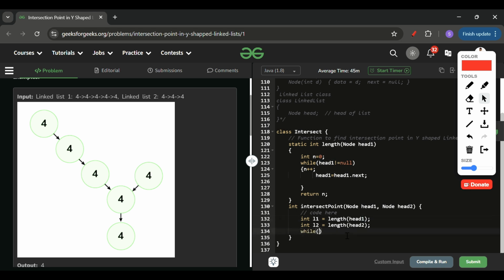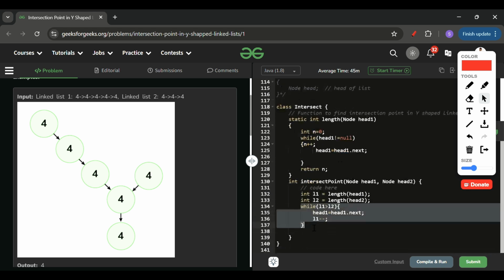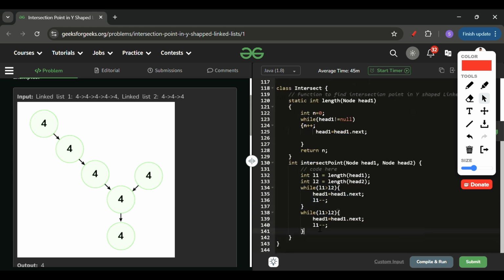So I can simply write while L1 is greater than L2, I will make head1 equal to head1 dot next and L1 minus minus. I hope this will be clear. Moving on, I will do the same thing with L2. I can also write if statements, but I think that is not needed. While L1 is less than L2, I will now move our head2. Head2 is equal to head2 dot next and L2 minus minus. So when I come to this line, the length of both linked lists will be equal.